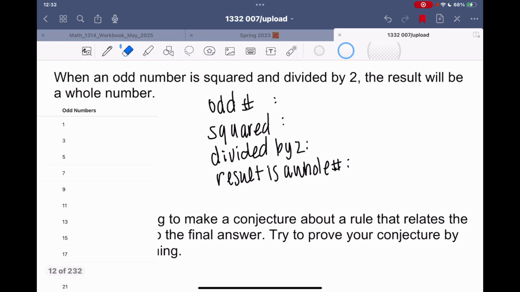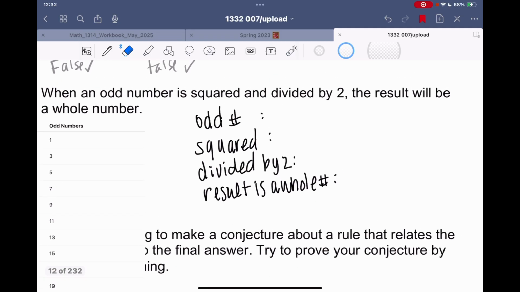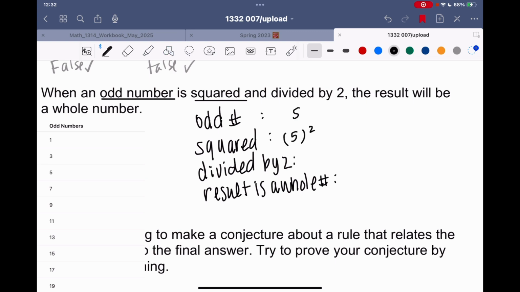So what I've done is I broke down the steps. We have to pick an odd number. So the odd number we're going to pick is going to be, let's just use 5. So the odd number is squared. So 5 squared equals 25.